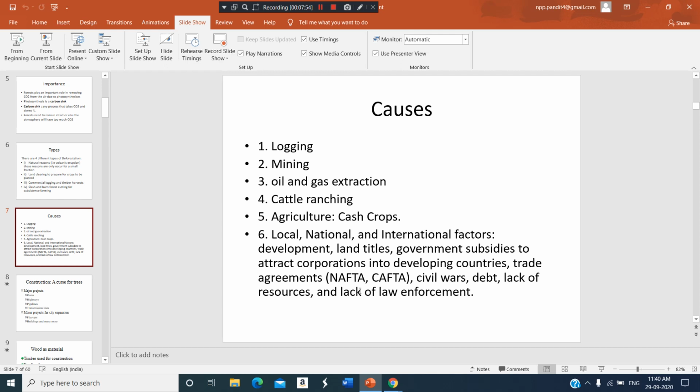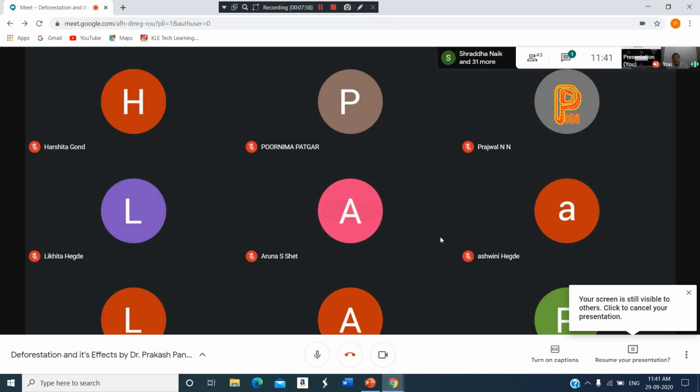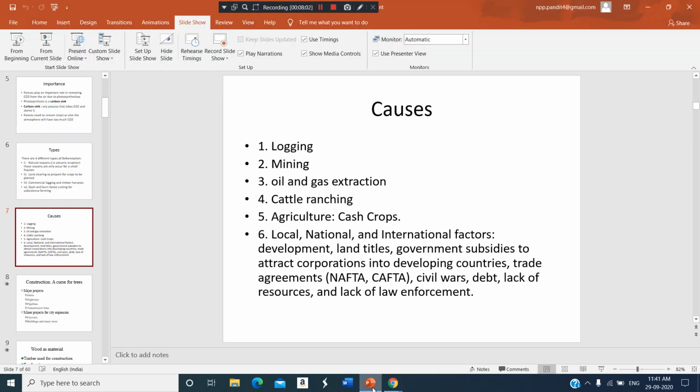In order to extract the ore, mining is actively done, and most of our natural resources are found in the forest. So for that mining, probably a few years back, you might be knowing what has happened in Ballari. In the name of manganese mining, how much forest area has been converted into barren land.